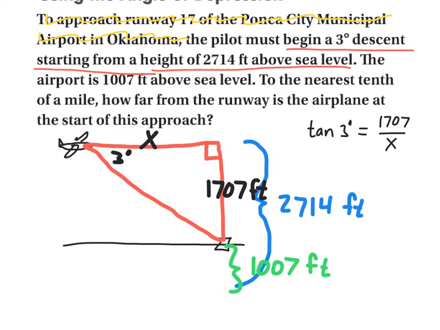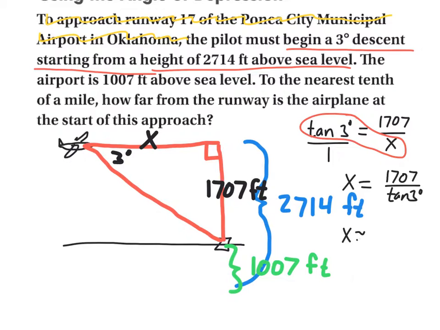There's that situation I was talking about: x is in the denominator. My preferred method for solving that is to switch the tangent and the x in my proportion. So I end up getting x over 1 equals 1707 over the tangent of 3 degrees. When you plug that into your calculator, what do we get? Who's going to be brave and tell me the answer to 1707 divided by the tangent of 3 degrees? Are you going to be brave and say it for everybody?